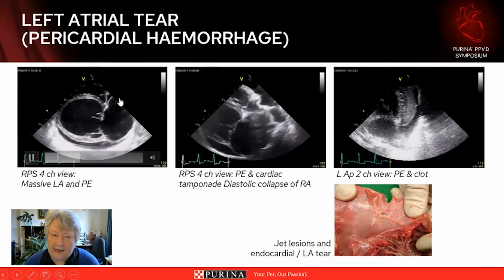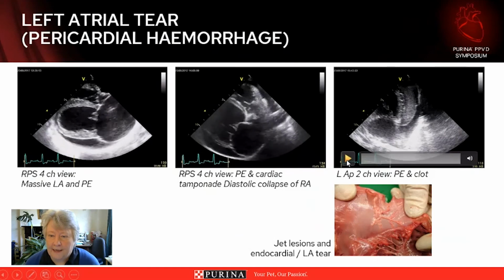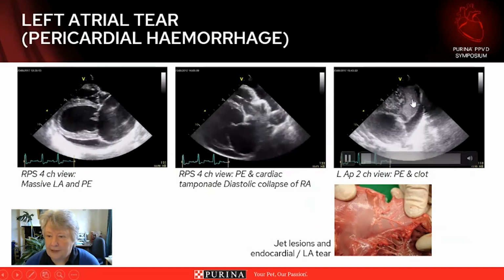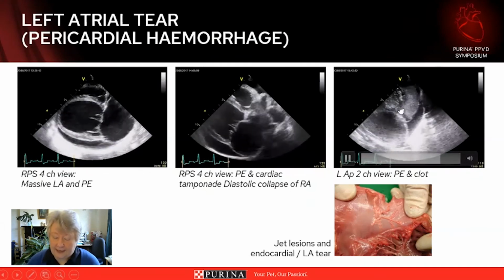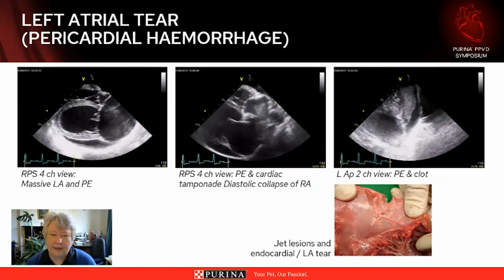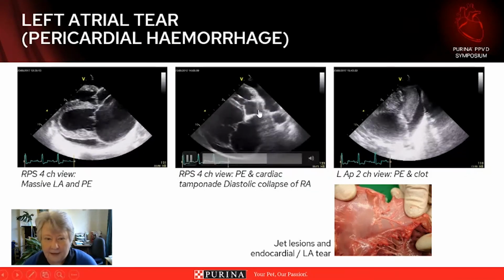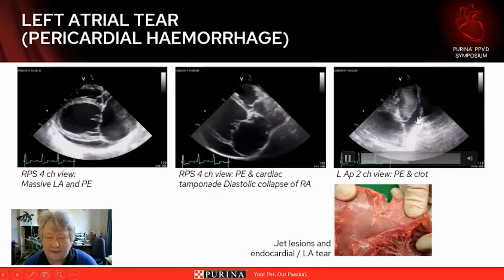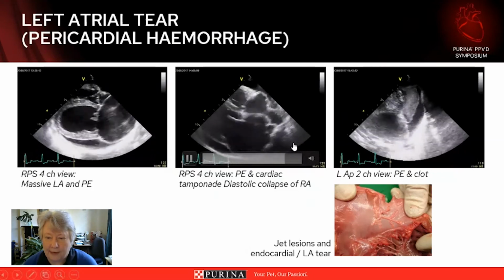The way we'd recognise this and discriminate it from any other cause of pericardial effusion is that there's a massive big left atrium here. If we look around, we can sometimes see evidence of a clot hanging off the left atrium on this left apical two-chamber view. So that can be a consequence as well. They're quite difficult to manage, because we're trying to think about not draining the pericardial effusion, or there's going to be more bleeding, but the congestive heart failure is compromised as well.